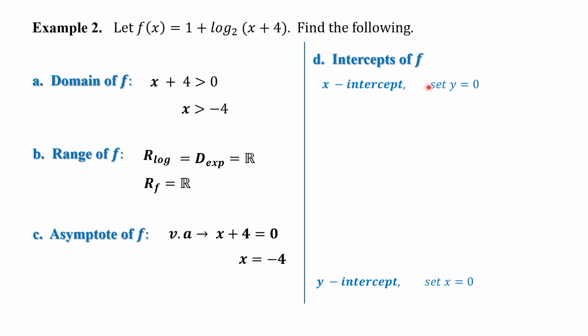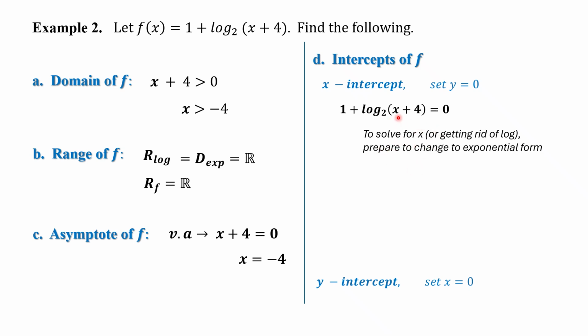Next is finding the intercepts of the function f. To find the x-intercept, we will set y or f of x to 0. So we will have the equation 1 plus log base 2 of x plus 4 equal to 0. And then to solve for x, we will have to get rid of this log. So we have to prepare by changing to exponential form. And to do that, we need to isolate this log by moving 1 to the other side. So we will get log base 2 of x plus 4 equal to minus 1. Then we are now ready to change this log to exponential form.